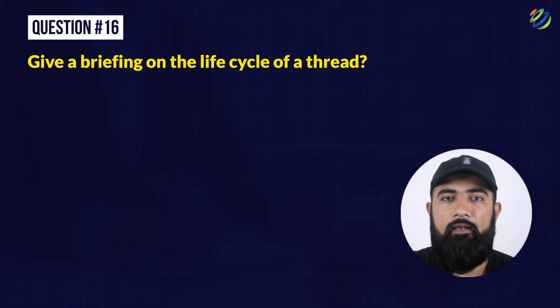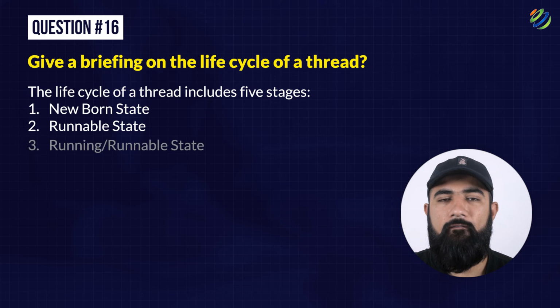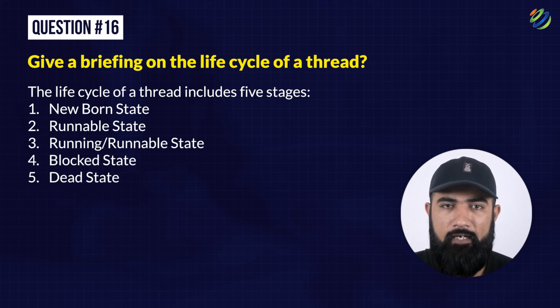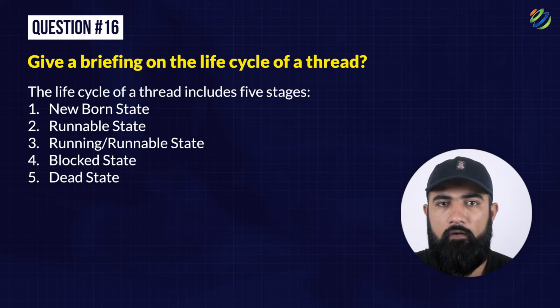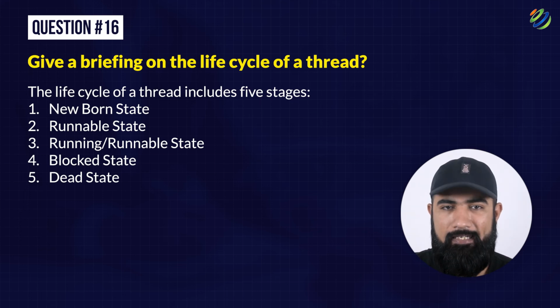Number 16. Give a briefing on the life cycle of a thread. The life cycle of a thread includes 5 stages. First one is newborn state, then we have runnable state, then running state, and at number 4 we have blocked state, and the last state is dead state.